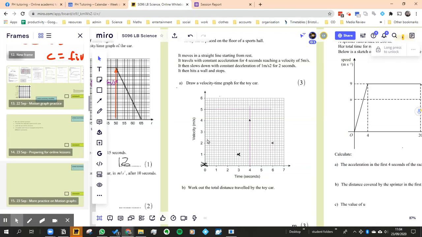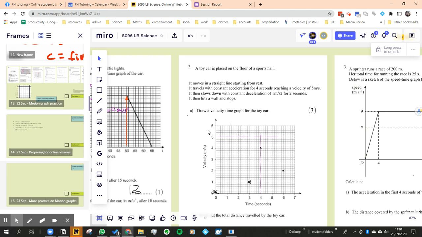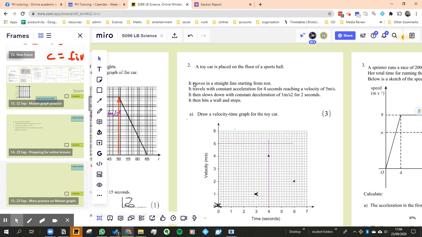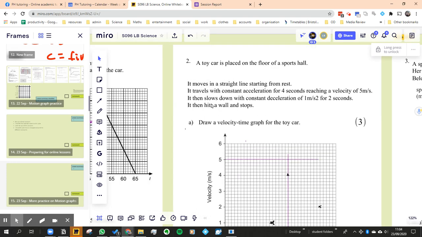Okay, so basically what you have to do in this question is work out what the graph would look like based on the description. What it's done, which you might find helpful, is it says that it moves in a straight line from rest. So we know that it's not going to change direction or anything complicated like that. That first bit is not really a stage of the journey, but it tells us a little bit about it.